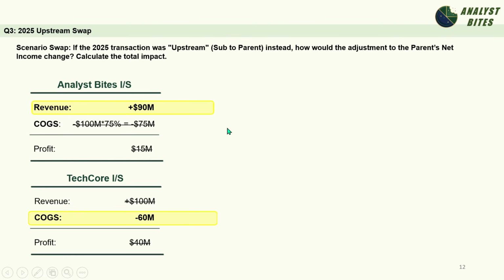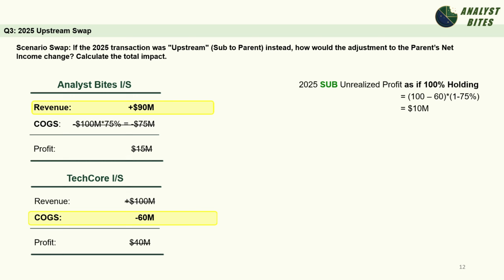The logic is identical, since 25% of the goods stayed within the group. That left-hand to right-hand profit must be eliminated. This unrealized profit is still 40 times 25%, which equals 10 million. When calculating the parent's final net income, the formula will look very familiar.